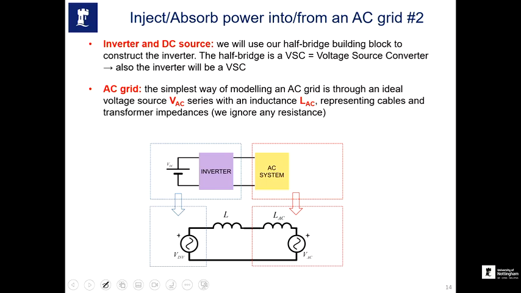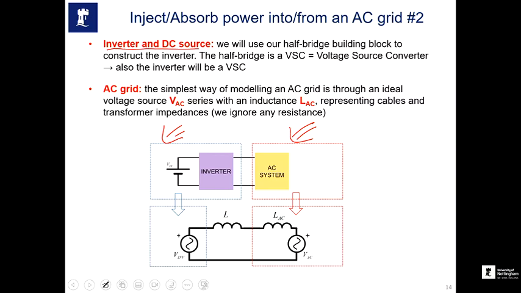So how do we model this simplified system? This is the equivalent circuit. As you can see, we have two blocks here. On the left-hand side, we have this blue dotted block where you have the DC supply and the inverter. On the right-hand side, we have only the AC system. First, let's discuss how we can model this inverter and DC source.